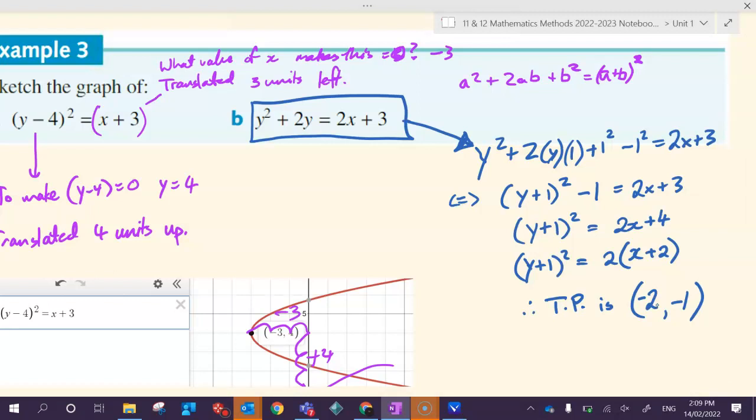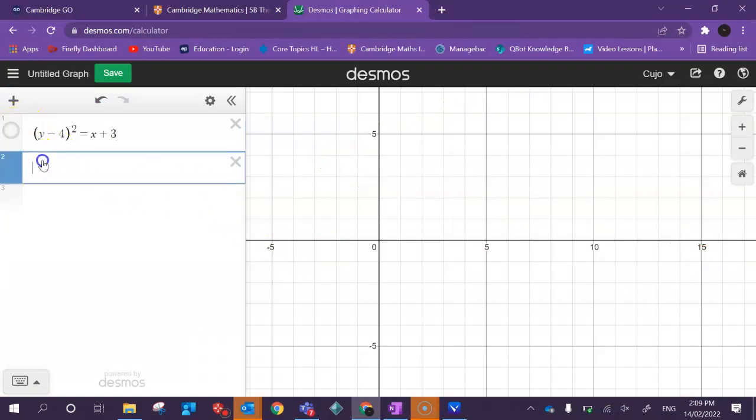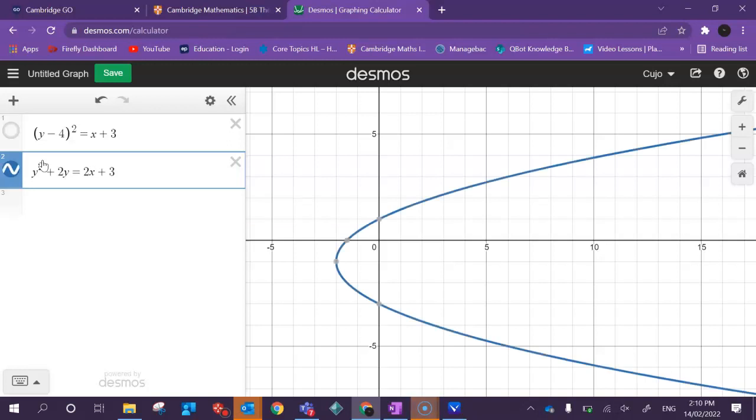Let's see if it agrees with us. y squared plus 2y equals 2x plus 3. Negative 2, negative 1. Guys, we did it. Isn't that nice? That is pretty nice.